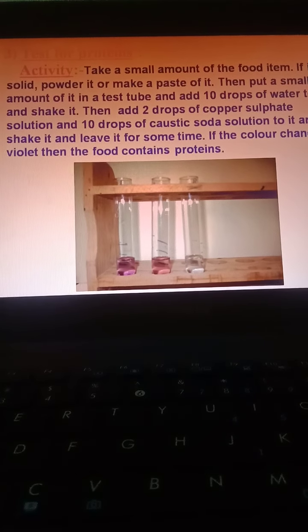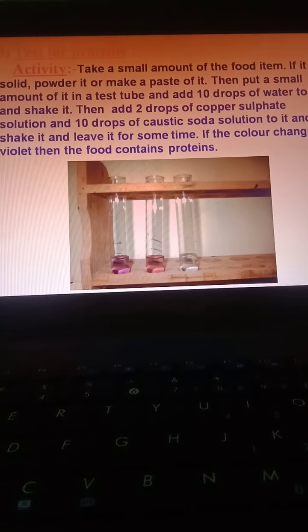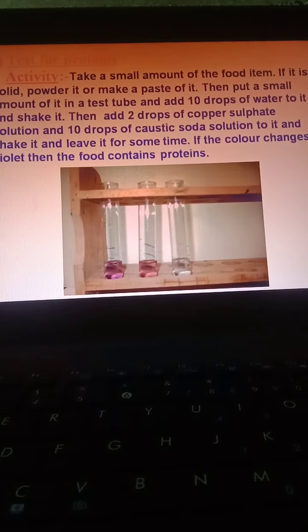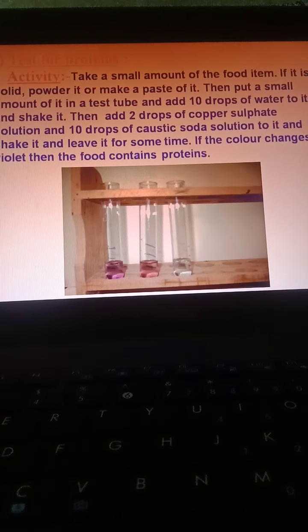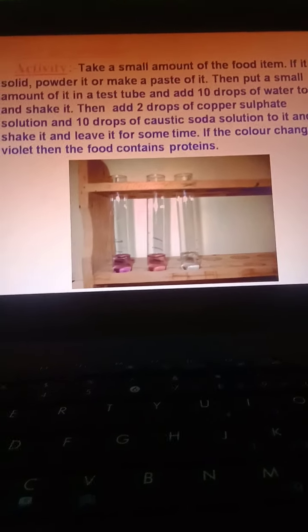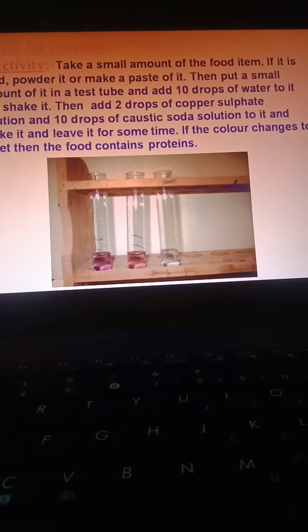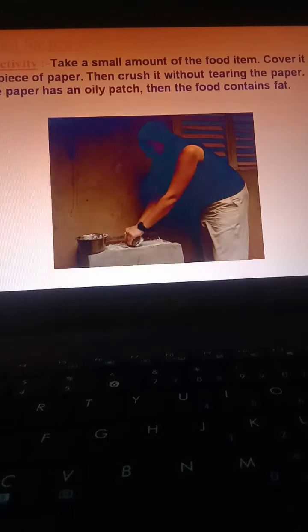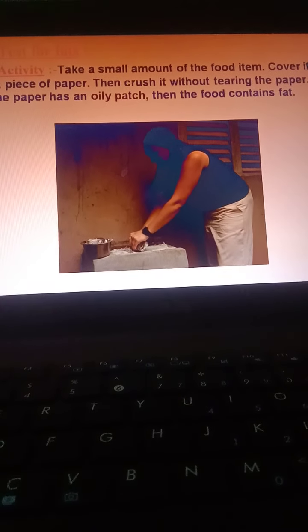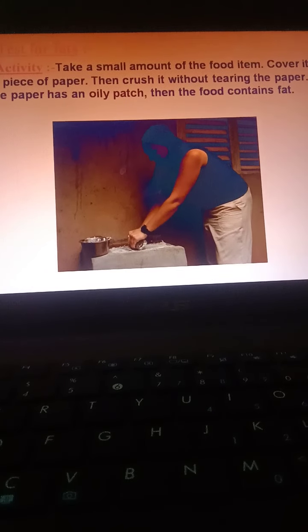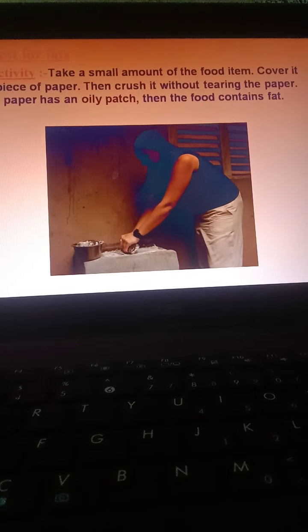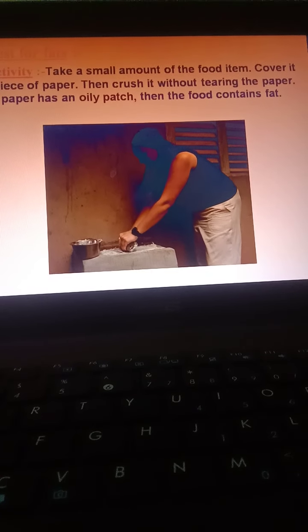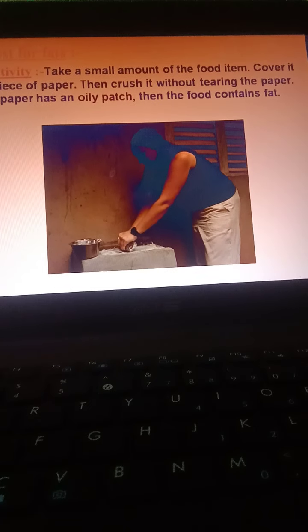Similarly, test for proteins also. Take a small amount of food item that contains protein, crush it, add a small amount of water in it, shake the food item, add 2 drops of copper sulfate and then 10 drops of caustic soda solution. Shake it well, you will see the change in color, it will turn violet. Test for fat. Take a small amount of food item on a piece of paper. You will see there is an oily patch due to the oil present in the food. So this food contains fat.